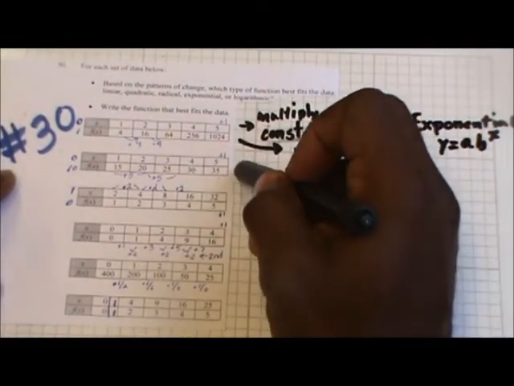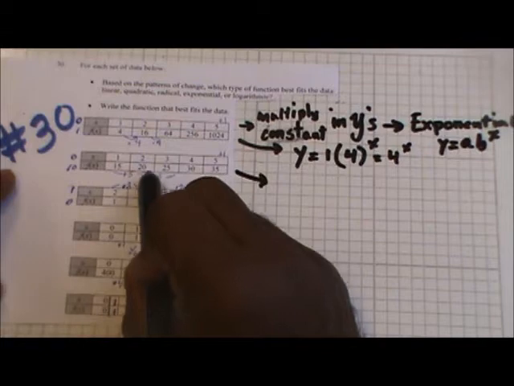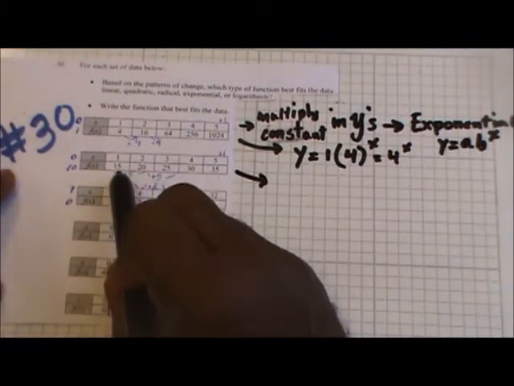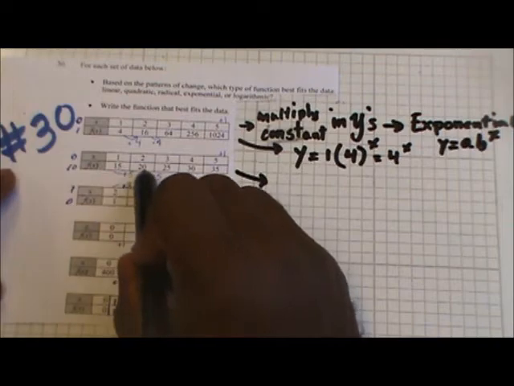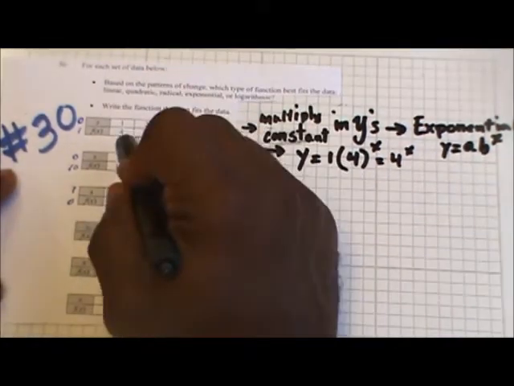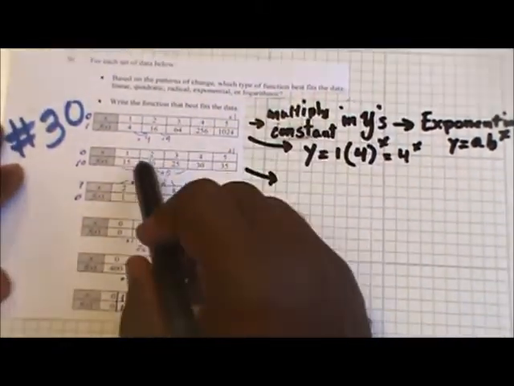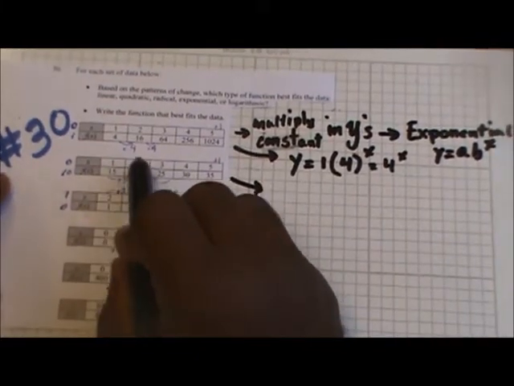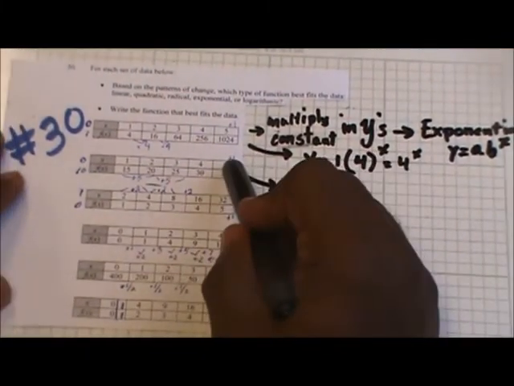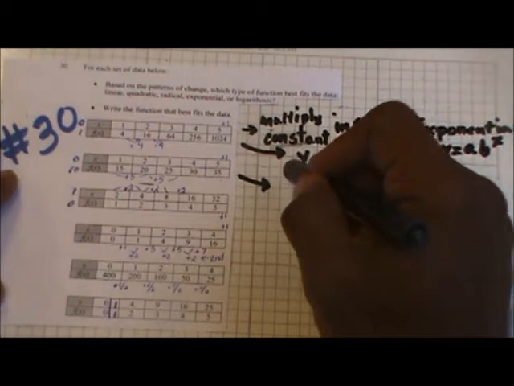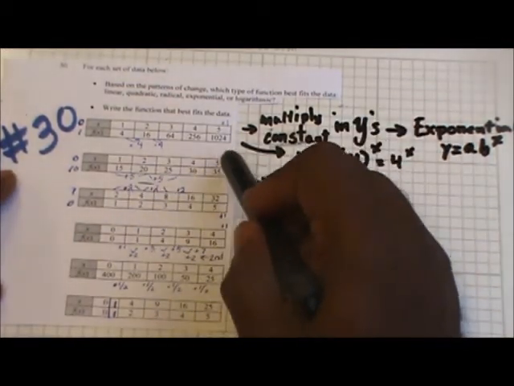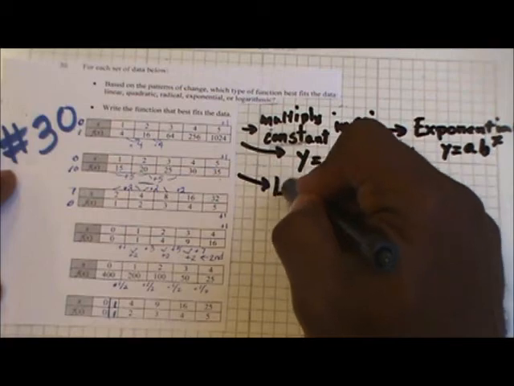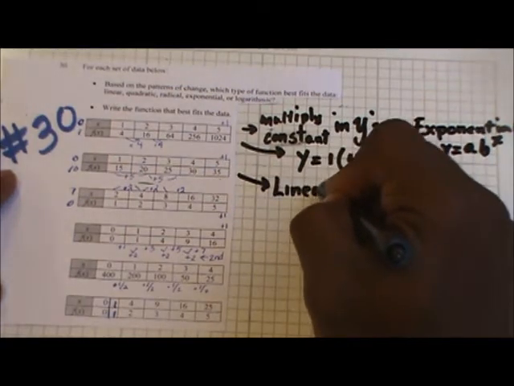Next one. There is an additive constant rate of change in your x's. Does everyone see that? We're going plus 5, plus 5, plus 5, and then the f of x's, plus 1, plus 1, plus 1. So we have a constant rate of change in your x's and y's, first degree. That lets us know that this one is linear.